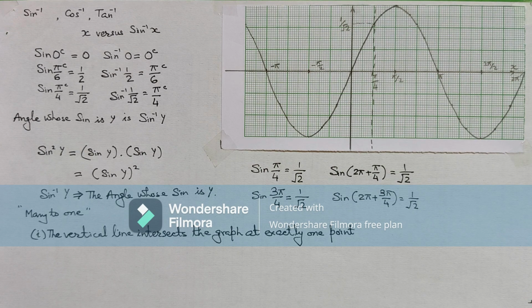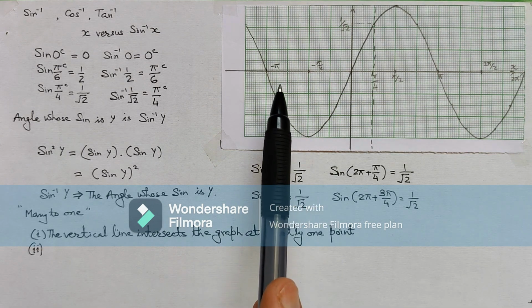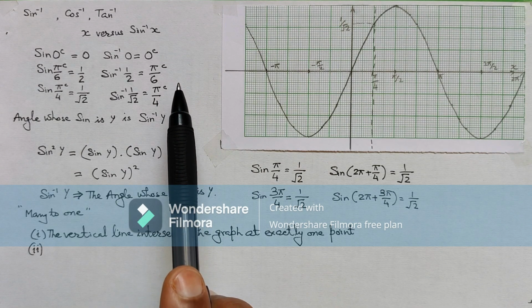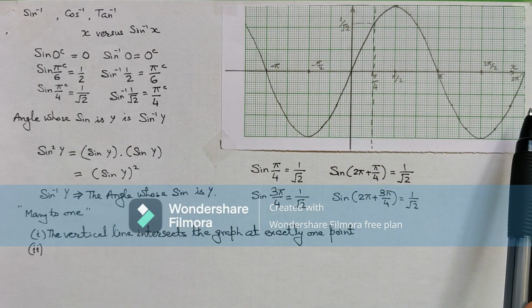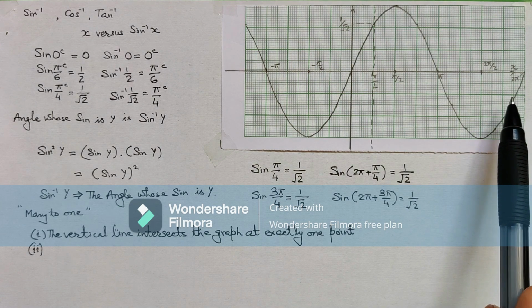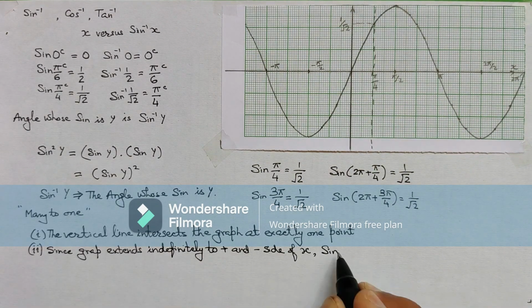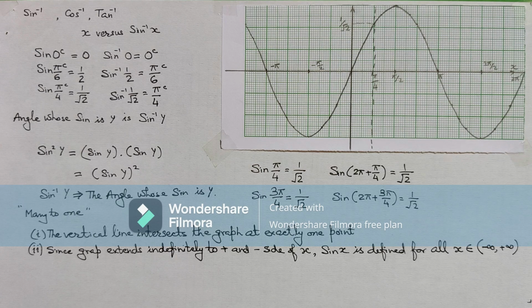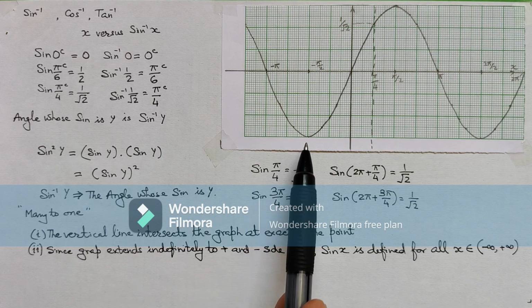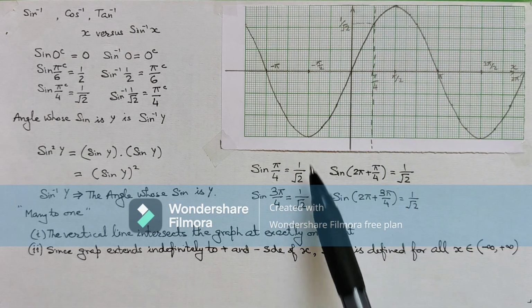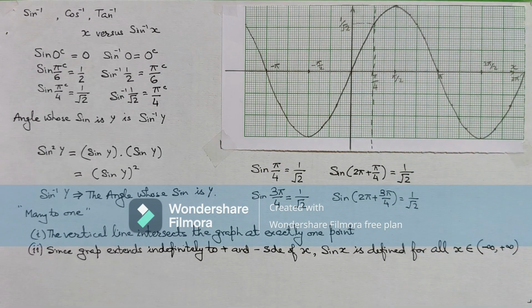Exactly means no more than 1 and no less than 1, which means for any given value of x, there is exactly one value of sin x. Since the graph extends indefinitely to negative and positive side of x, sin x is defined for all values of x from minus infinity to plus infinity. Also, notice the value of sin x is always between minus 1 and plus 1. Nowhere does it go below minus 1 and nowhere does it go above plus 1.